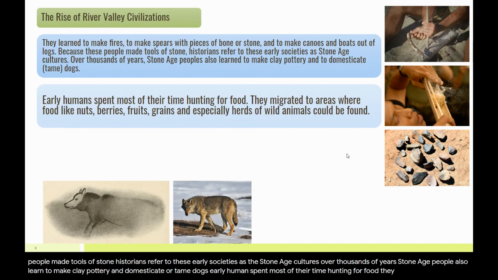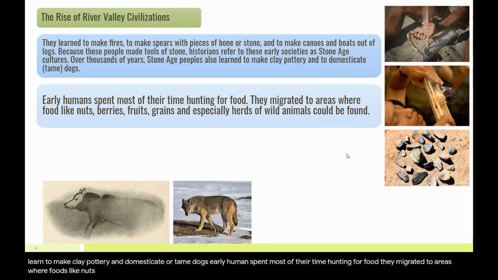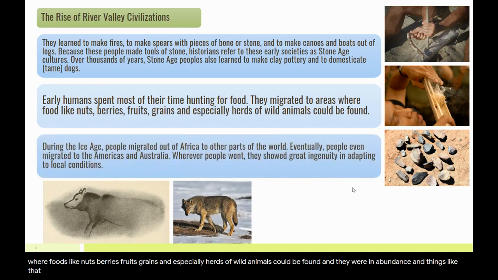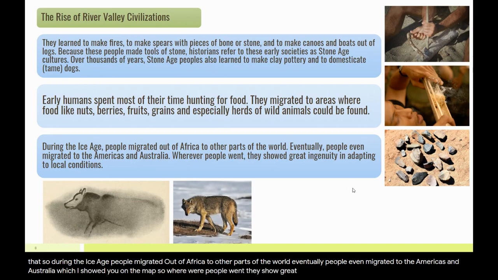Early humans spent most of their time hunting for food. They migrated to areas where foods like nuts, berries, fruits, grains, and especially herds of wild animals could be found in abundance. During the Ice Age, people migrated out of Africa to other parts of the world. Eventually, people even migrated to the Americas and Australia, which I showed you on the map. Wherever people went, they showed great ingenuity in adapting to their local conditions.